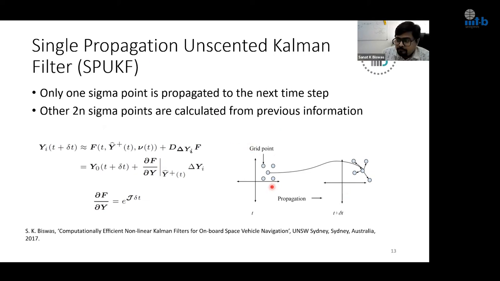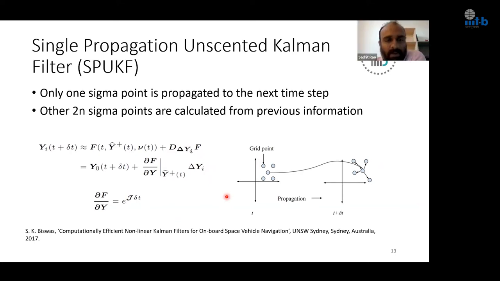What we did was we take the a posteriori mean and propagate only that a posteriori mean to the next time step. Based on the previous error covariance, although we create the sample points at the previous time step, we do not propagate them. We know what the differences are, and based on the differences, we can reconstruct all the samples in the next time step using first order Taylor series approximation. Then we found that it improves the computation time quite a lot. However, since we are doing this first order approximation, it's not as good as the unscented Kalman filter. The accuracy is better than the extended Kalman filter, but not as good as the unscented Kalman filter.